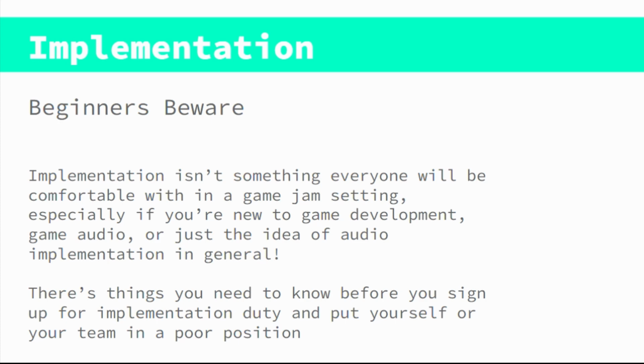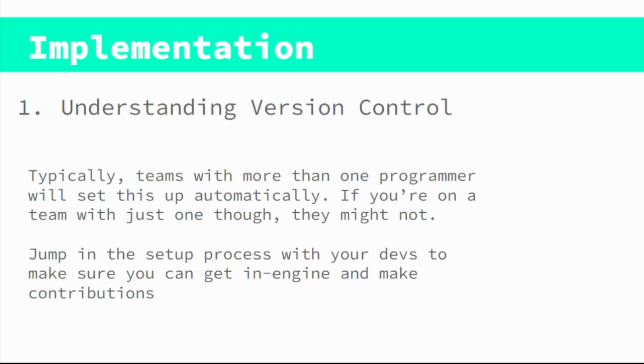Now for our third topic, implementation. Implementation isn't something every person is going to be comfortable with, especially if you're new to game dev, game audio, or just implementation itself. And this is mainly because there are some prerequisites that you're going to need to understand to be able to do implementation properly. Number 1, you need to understand how to use version control. Usually if your team has more than one programmer, this is probably going to get set up immediately, but if you only have one programmer on your team, it may not get set up automatically while you're prepping everything for the jam.